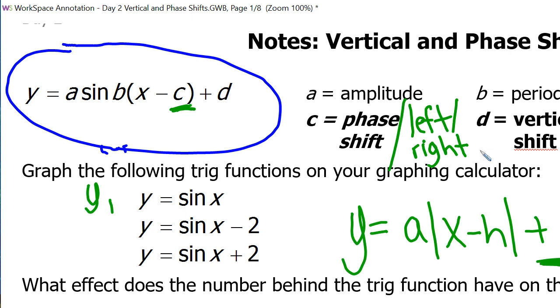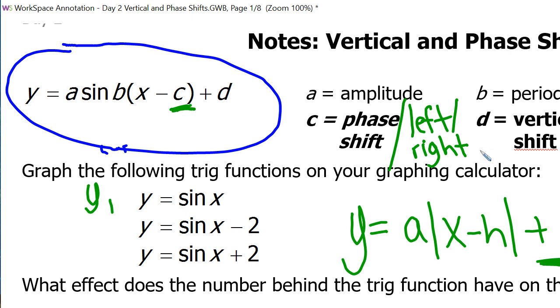Now there's my sine parent function. Notice the default settings are -10 to +10 on the x-axis and -10 to +10 on the y-axis. I want to change these window settings. If you remember from yesterday, what did our x-axis go from? The +2 pi was over here. What was over here? -2 pi.